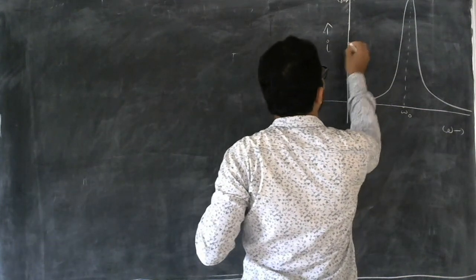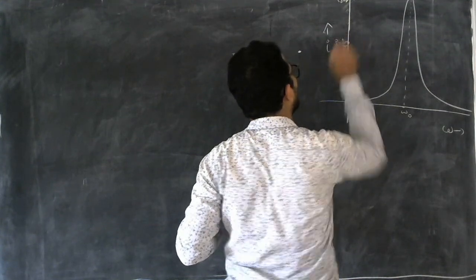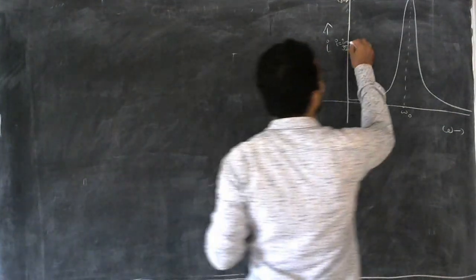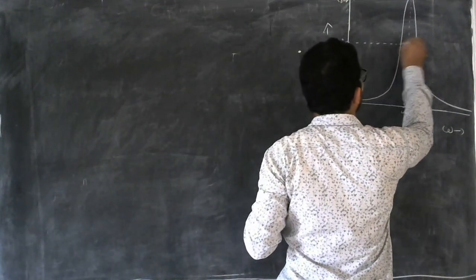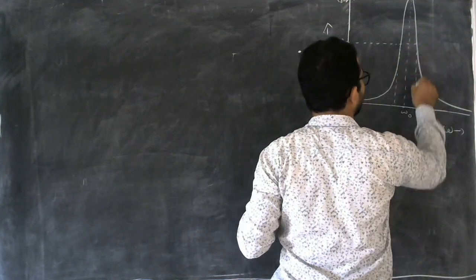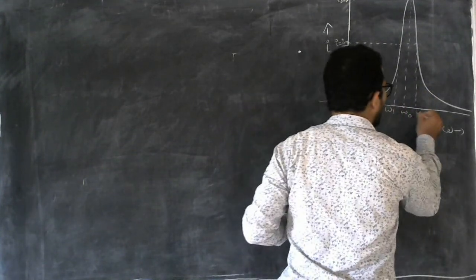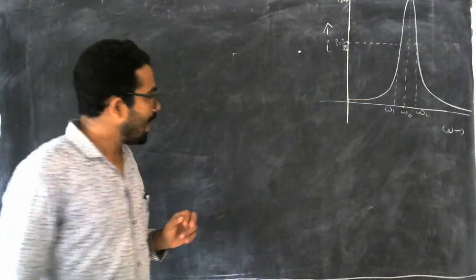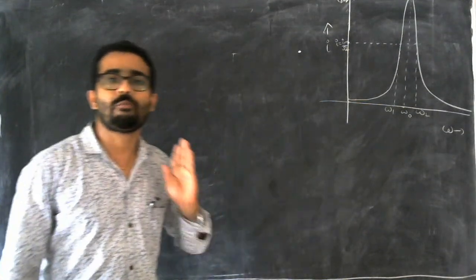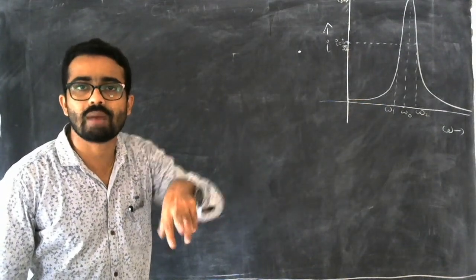Let's say this is that current. That current is equal to Im divided by root 2, meaning Im, the maximum value of current, is multiplied by 1 by root 2. At this current, we can write two values of frequencies. Let's name them omega 1 and omega 2. These frequencies, omega 1 and omega 2, are called half power frequencies. Then why are they called half power frequencies? Power is half.